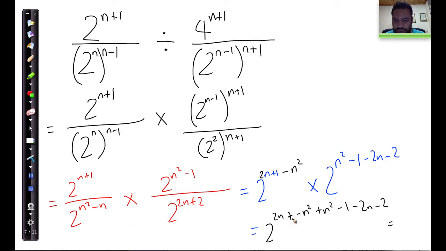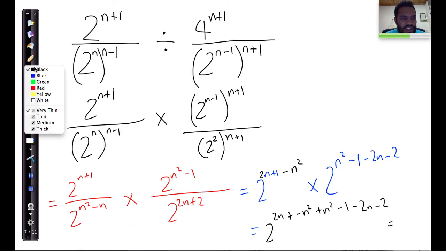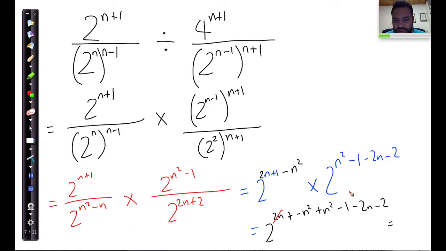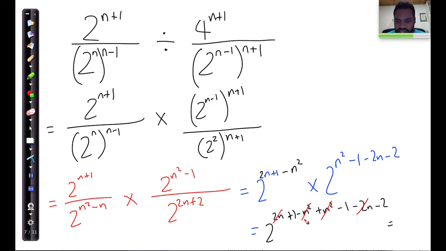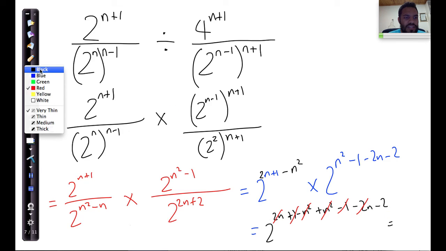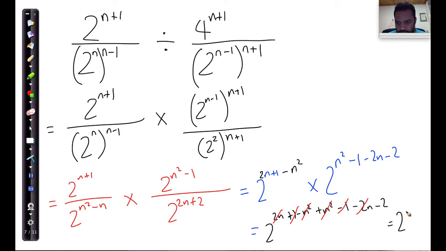The 2n minus 2n cancels with each other. That's just 0 n's over there. Minus n squared plus n squared cancels. Remember, there's a little 1 over there. Let's just make that 1 because I don't see it. And we're still cancelling out this 1, minus 1, that cancels out. There's plus 1, minus 1, there's none of that left. And that just leaves me with 2 to the negative 2. And 2 to the negative 2 is equal to 1 over 4.